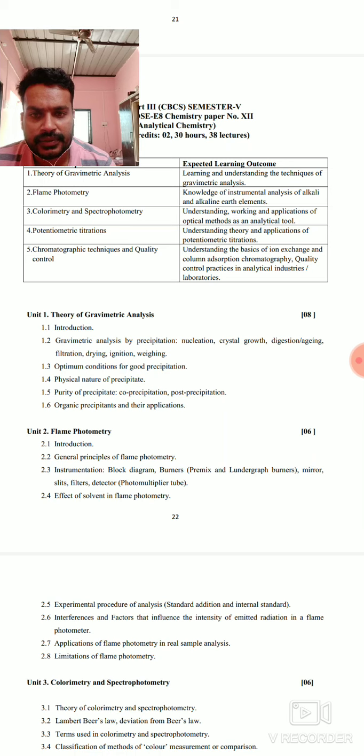The next unit is colorimetry and spectrophotometry, and the expected learning outcome of this unit is understanding the working and application of optical methods as an analytical tool. As we know that colorimetry includes the use of a light beam for analysis purposes, and hence it is very important to study the analysis which is carried out by using optical methods as an analytical tool.